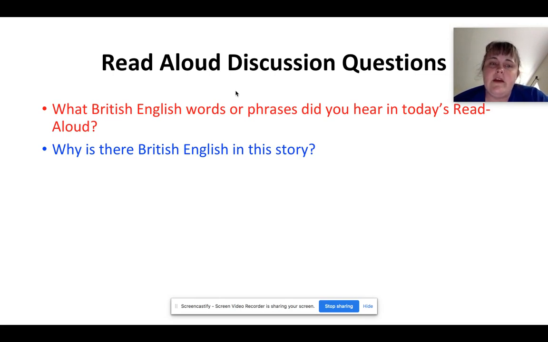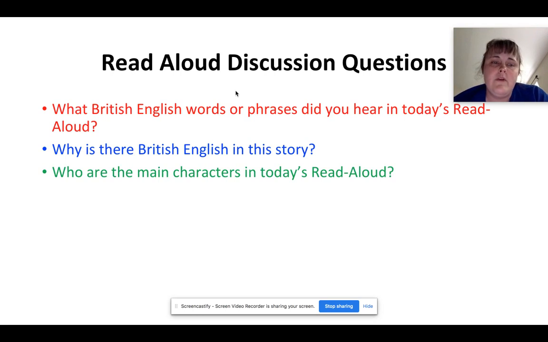Do you remember me talking that the author is British? And so he uses a lot of his own personal experiences and his life in his story. Who are the main characters in today's read aloud? There's two main characters. There is the mole and the water rat.